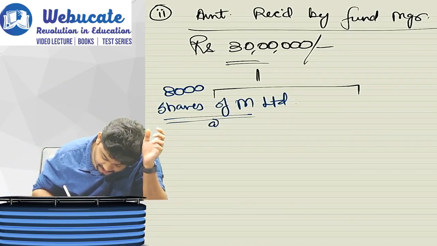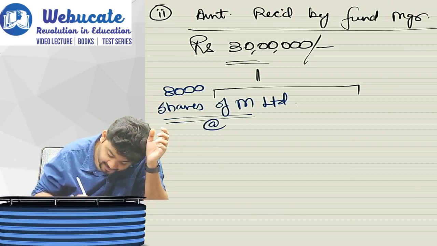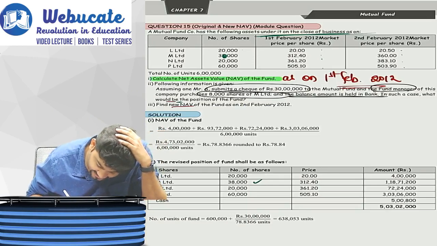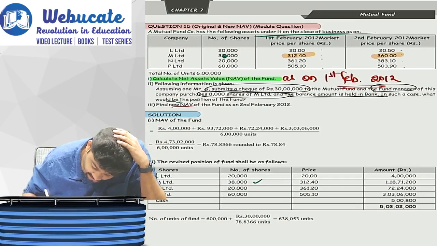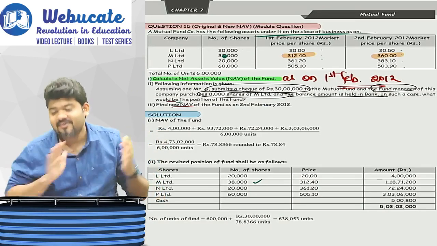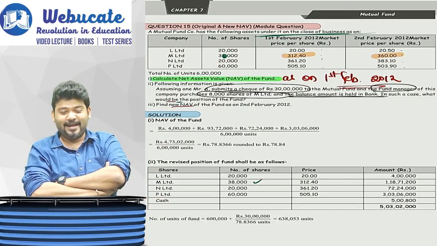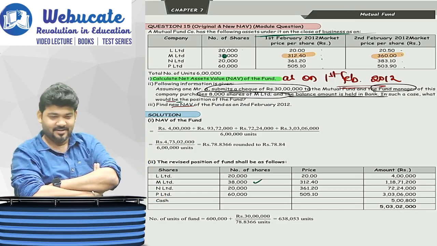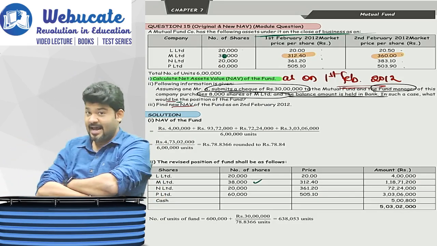Again, I have a question to each one of you. Two rates are given for M: 312.4 and 360. Which one will we take? And why?